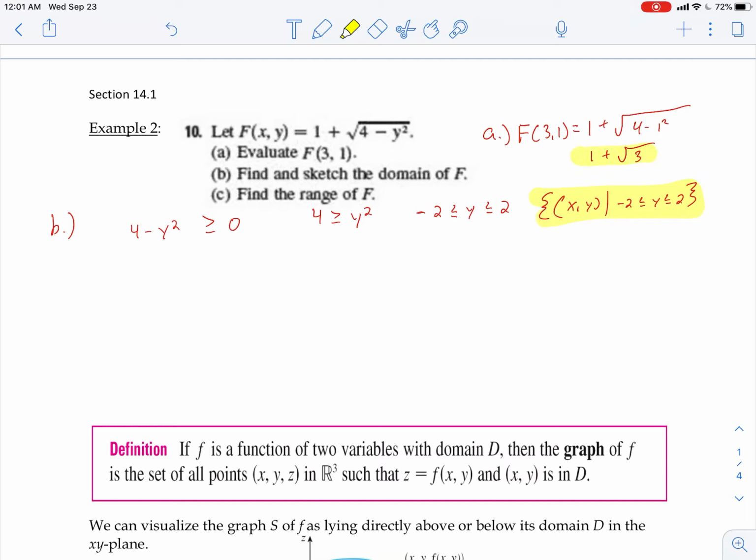And one thing that we can do now is just graph. So we're going to graph this in 2 variables. So I'm going to go ahead and set, so this is my domain, and this is my y, and that is my x. And I'm going to go ahead now and draw my domain.